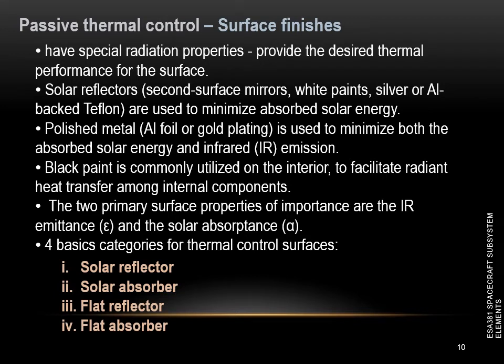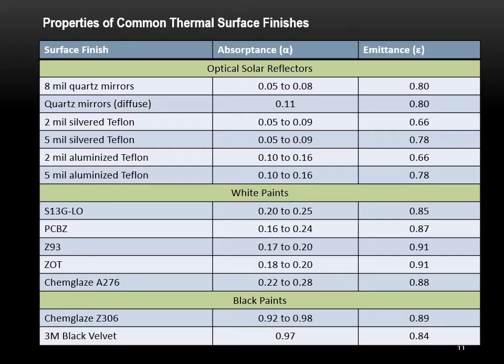The next passive thermal control example is surface finish. Surface finishes are available covering a wide range of absorptance to emittance values. Paints generally consist of a binder that is transparent to visible light and a filler material that gives it its color. So there are four basic categories for thermal control surface: a solar reflector, solar absorber, flat reflector, and flat absorber. This is a property of common thermal surface finishes. When we decide to use a surface finish, we rely on the absorptance and emittance values.